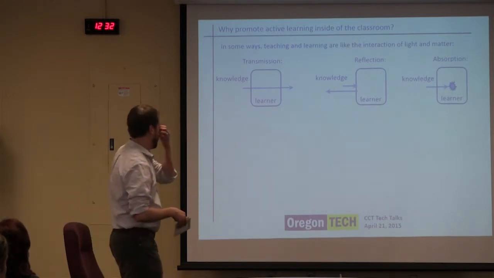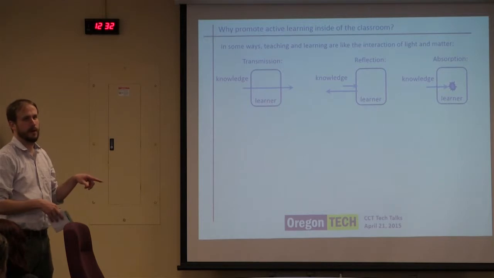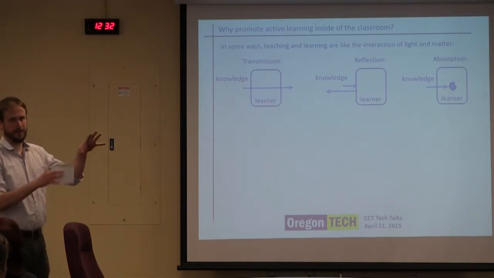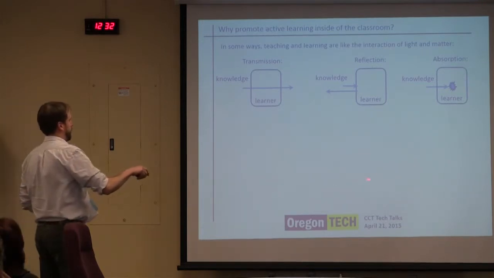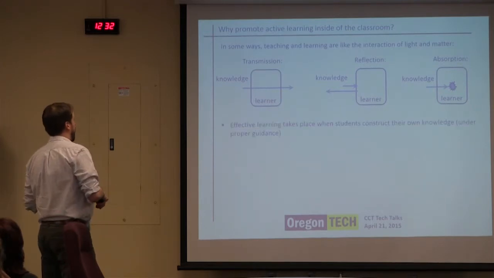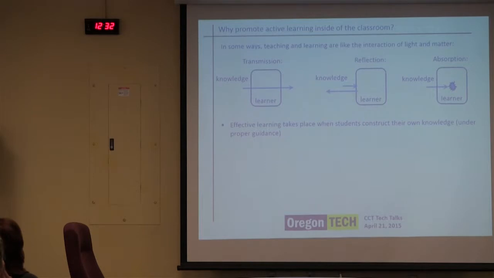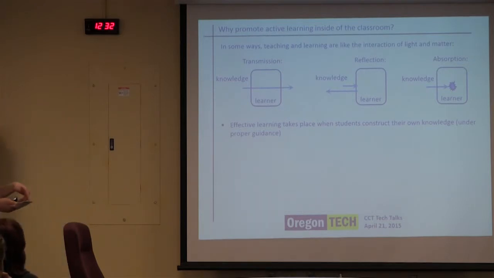And then what I would argue what you really want to happen is similar to the absorption of light, where the light is absorbed and then there's an internal change in the system somehow. Okay, so the question is, how do we get this to occur with knowledge and skills? And the idea of active learning is based on the premise that learning most effectively takes place when students can construct their own knowledge, of course under proper guidance.